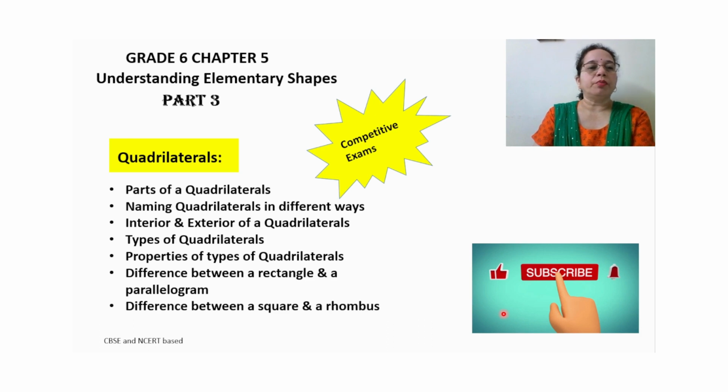We are dealing with the topic Understanding Elementary Shapes, chapter number 5, grade 6.